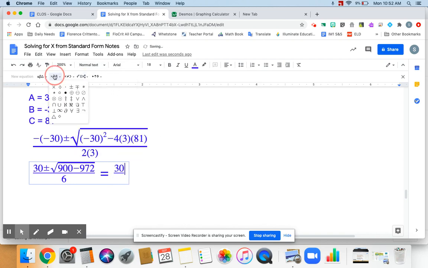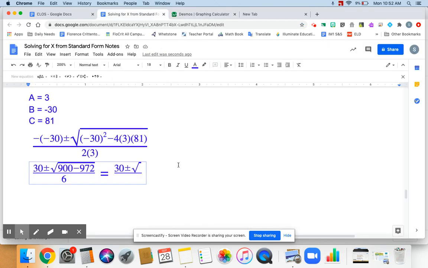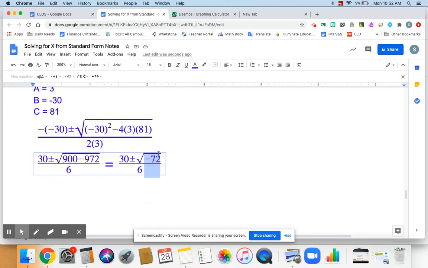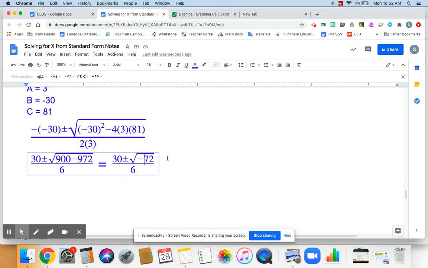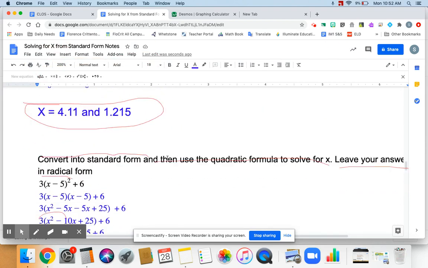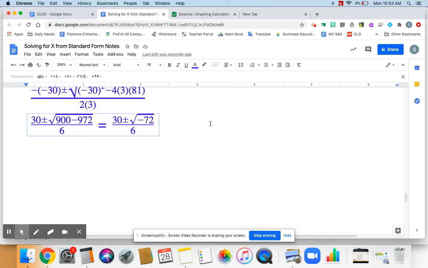So I still have 30 plus minus square roots, and then 900 minus 972 ends up being negative 72 under that square root. And at this point, I would try to put this into the calculator if I was doing it the normal way, but because it's negative, I would end up with i's. But that doesn't really matter because at the beginning, the instruction says to leave it in radical form, which means instead of putting it into a calculator, I'm going to start breaking it apart.